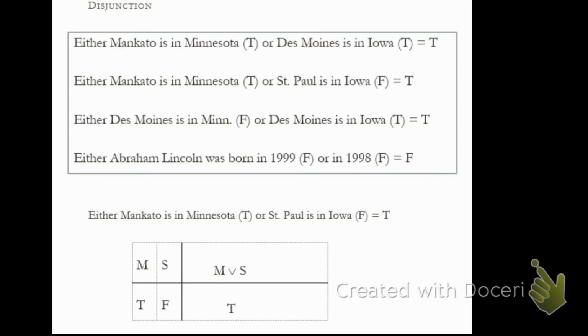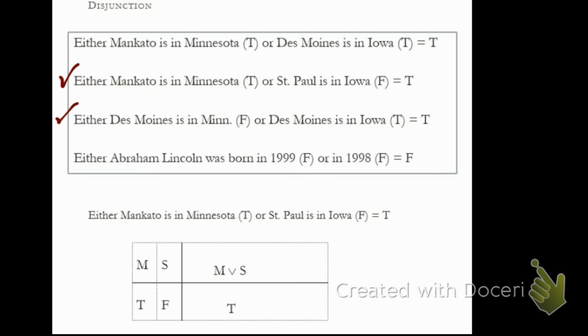Well, if someone were to say that to you, if they were to say either Mankato is in Minnesota or Des Moines is in Iowa, and they were using the or in the inclusive sense, you'd say, well, that's true. What if they were to say instead that either Mankato is in Minnesota or St. Paul is in Iowa? Well, in that case, the first thing they said would be true, but the second thing would be false. But they got one thing right, and they're saying it's either one or the other, or both. So what they say is true. You'd say, yeah, that's true, because Mankato is in Minnesota.